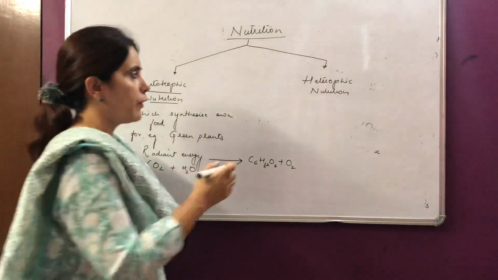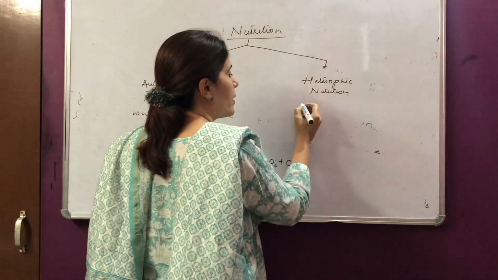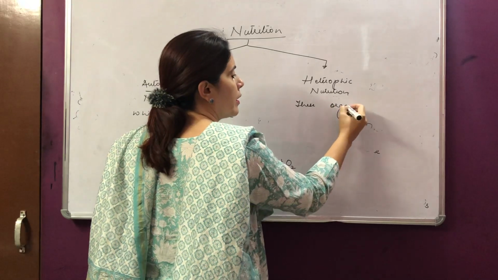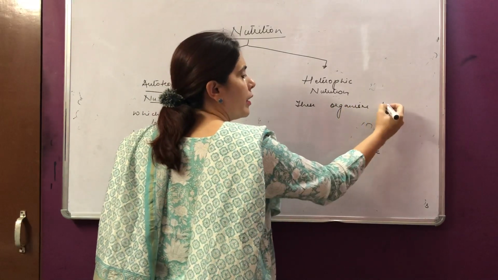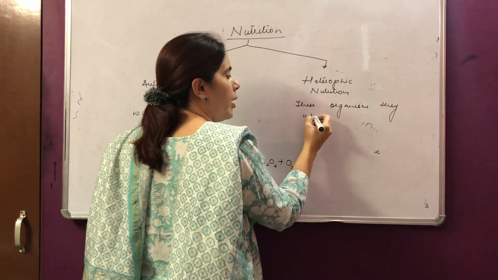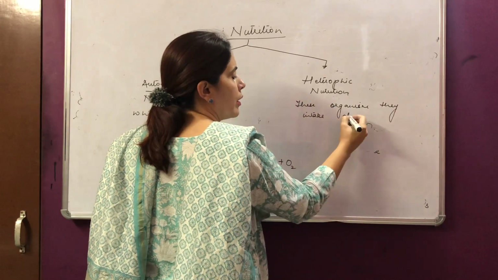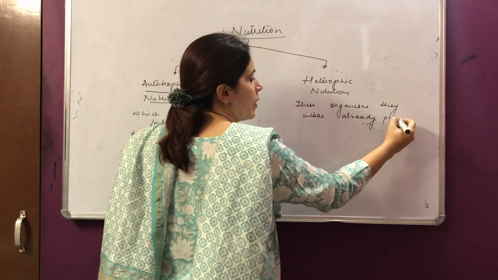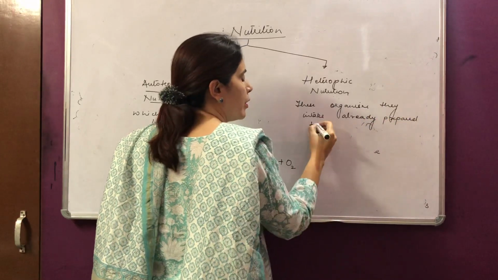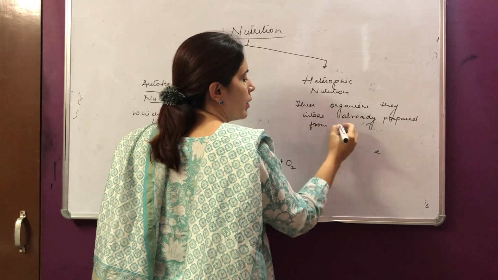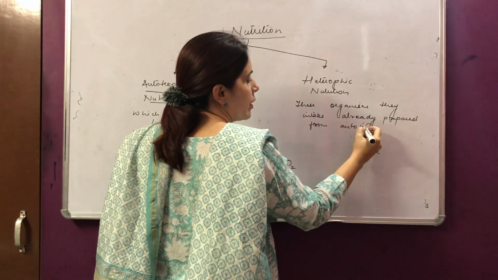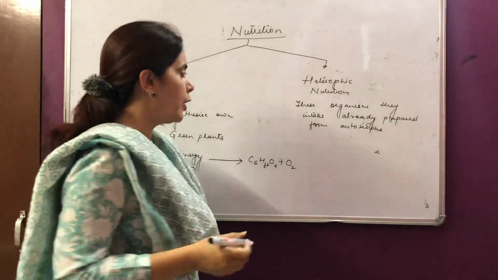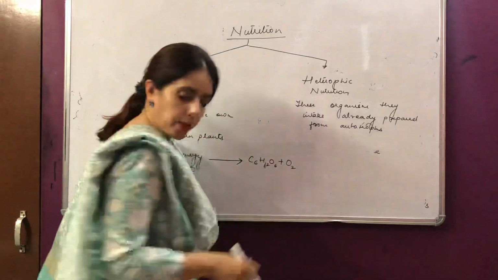But now what is heterotrophic nutrition? Heterotrophic nutrition means that these organisms intake already prepared food from autotrophs. Now, heterotrophic nutrition can be further divided into three parts. Let us do it separately.